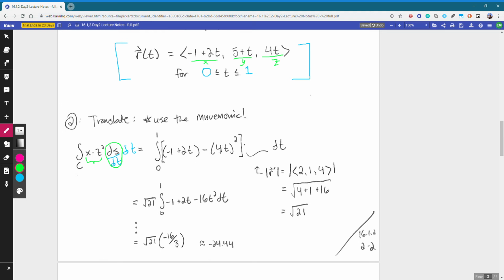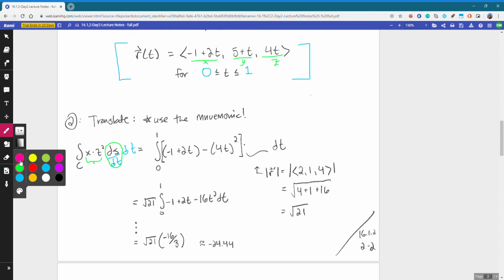Over here we plopped in what z is in terms of our parameterization. And then over here, we need to find the size of the derivative of our parameterization. So looking up at r hat, taking the derivative with respect to t, it's going to give us nice, clean, constant components, 2, 1, and 4. And so to take the size there, we just use our generalized Pythagorean theorem, 2 squared plus 1 squared plus 4 squared, and that boils down to root 21.